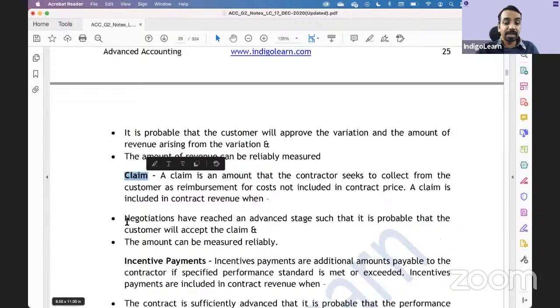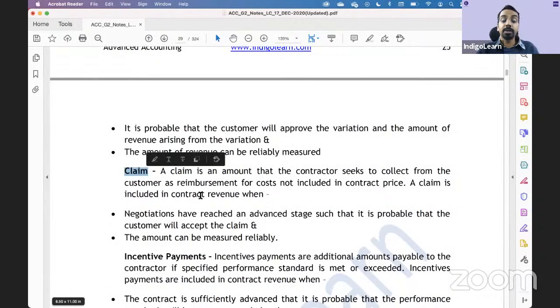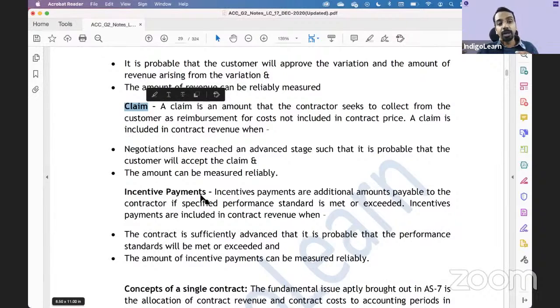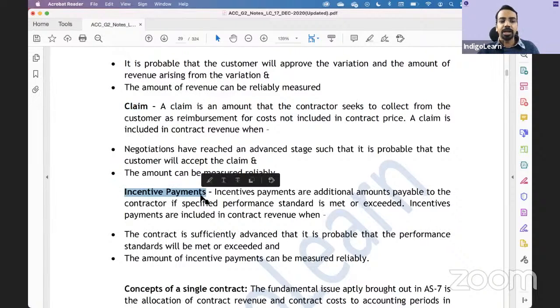Sometimes there may be incentive payments. Let us say I am a contractor, I got a contract to build a bridge, and the contract says if I build the bridge in 1 year's time, I'll get some amount as incentive. So I will get extra workforce and extra machineries and all of those things. I'll complete the bridge well in time and I'll get the incentive.